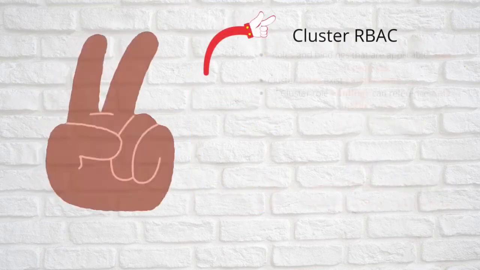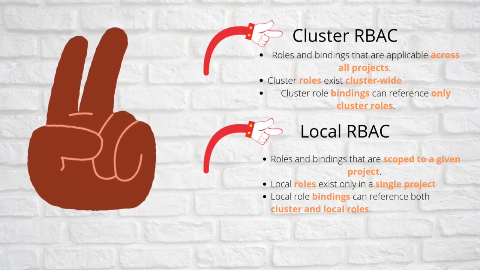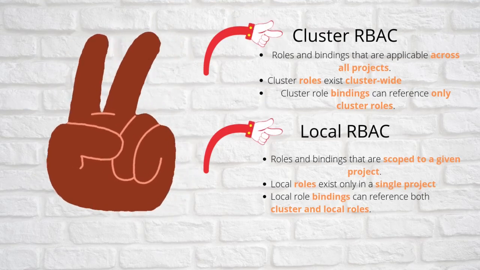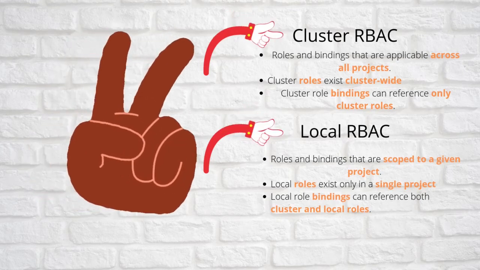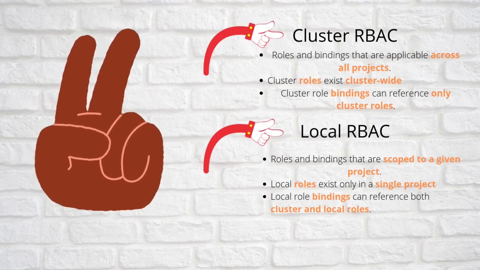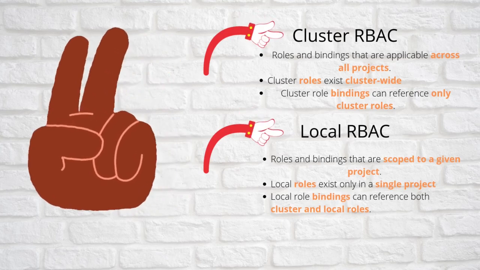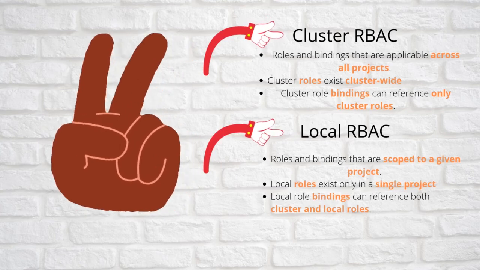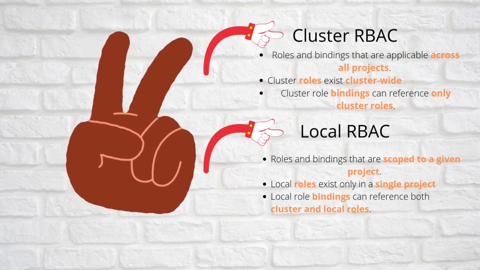There are two levels of RBAC roles and binding that control authorization. First one is cluster RBAC, where roles and bindings are applicable across all projects. Cluster roles exist cluster-wide, and cluster role bindings can reference only cluster roles. Second is local RBAC, where roles and bindings are scoped to a given project, while local roles exist only in a single project. Local role bindings can reference both cluster and local roles.